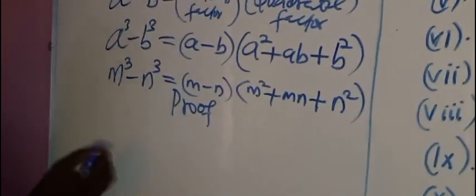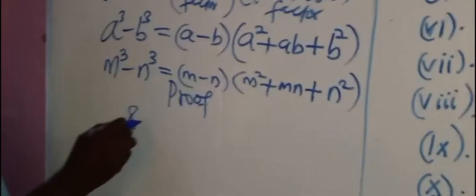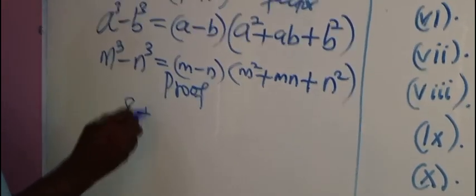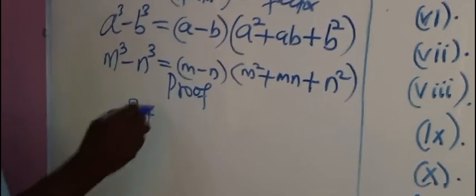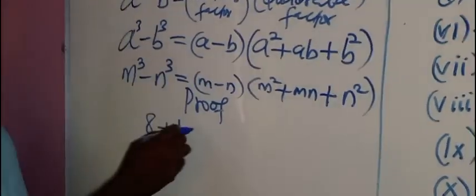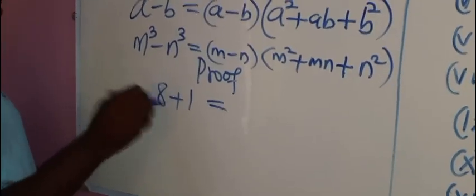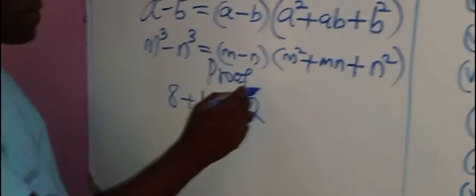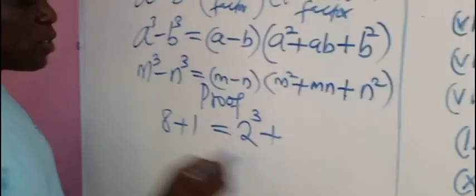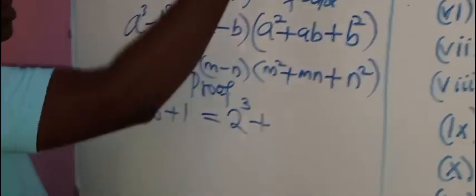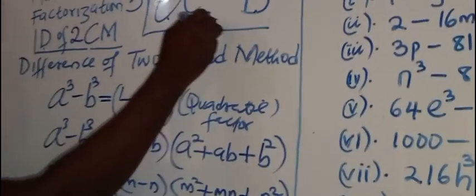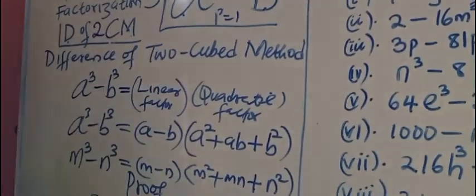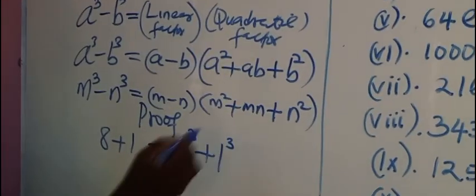Let's prove it. Let's say I give you something like 8 plus 1, for example. I can write 8 plus 1 in the form of cubes. It means 2 raised to the power 3 plus 1. Like I told you, 1 raised to the power anything is 1. 1 times 1 times 1 is 1. Then 1 raised to the power 3.